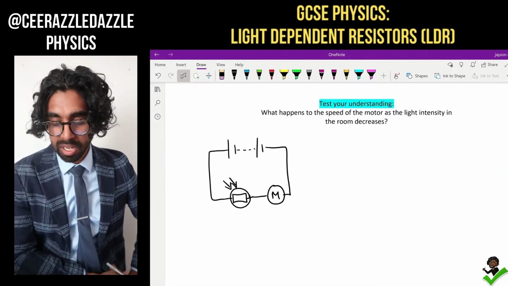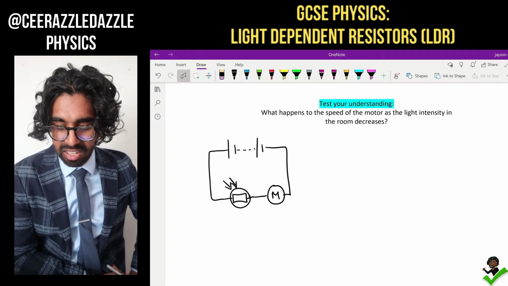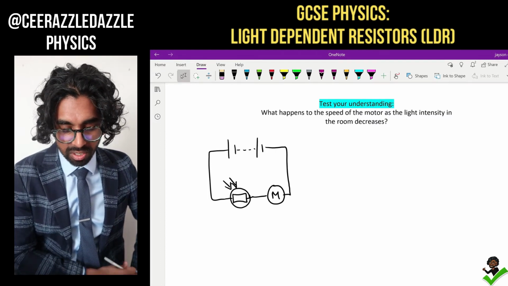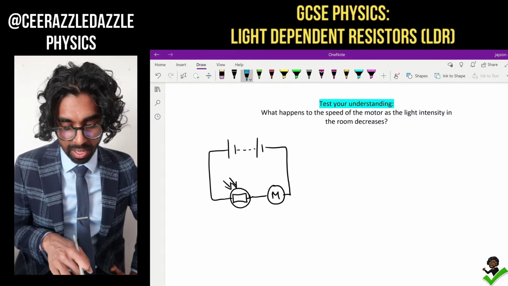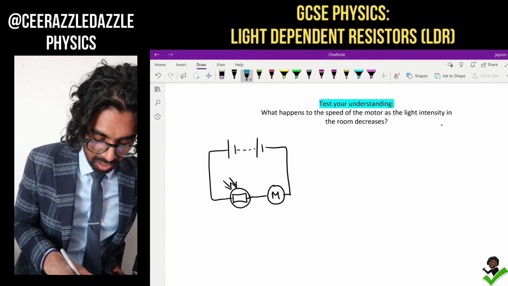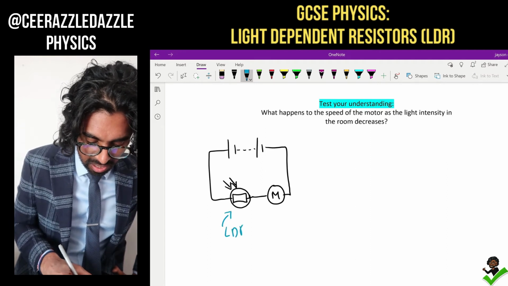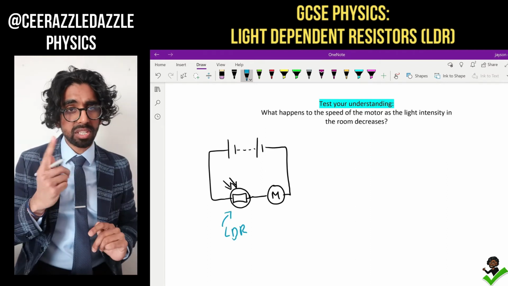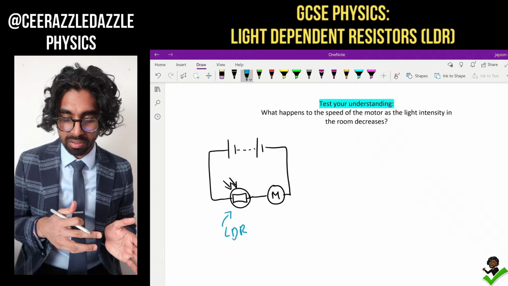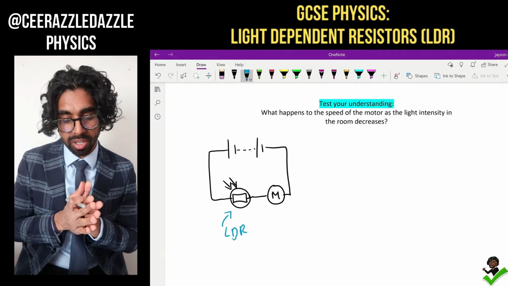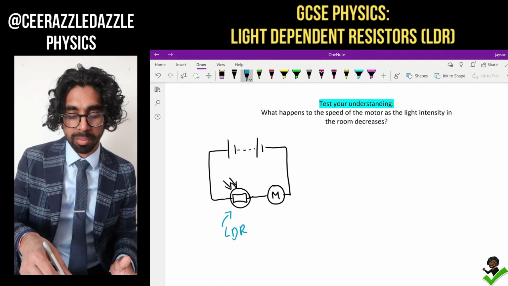What happens to the speed of the motor as the light intensity in the room decreases? So let's say we have the following circuit. We've got a power supply, here's our LDR, and I have a motor. The motor is basically a fan that's going to spin. So as the room becomes darker, light intensity is going to decrease. What's going to happen to the speed of the motor?